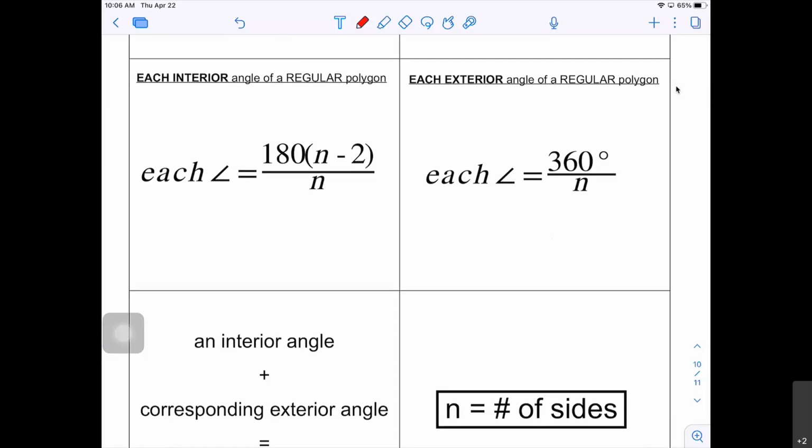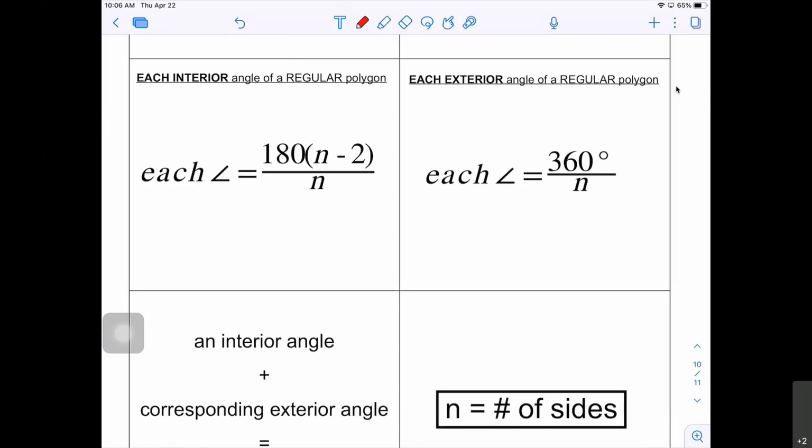One thing I want to make you aware of as well: on each of the titles, I put some words in bold, and some in just all caps, because those are the key things that we're taking a look at. Again, each interior on the left, each exterior on the right. Key part though, these formulas only work with regular polygons. Unless they're all equal, I can't divide that sum equally. That only works if it's a regular polygon. That's why I put the word regular in all caps.